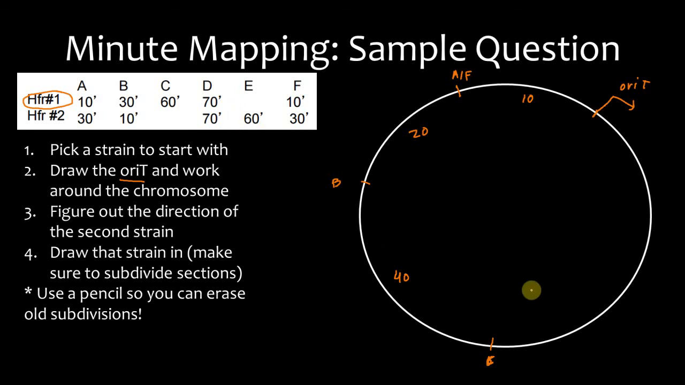Okay, and then D is 70, and the difference between that is 10. Okay, so cool, we've done this one. We've picked the ORIT and we've worked around the chromosome.